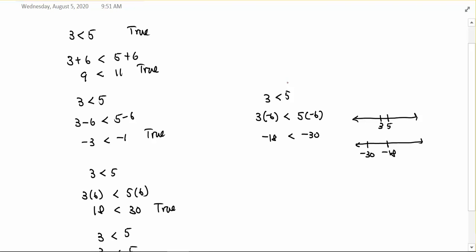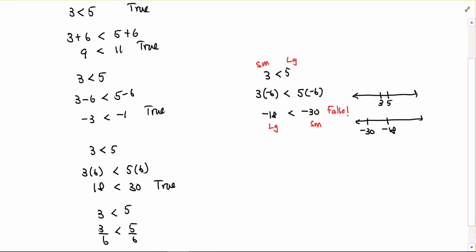This was large, this was small, but when you multiply by a negative number, suddenly the two have reversed. So this has become large and this has become small. So at this step, this is a false statement as written, right? That's a false statement because -18 is not less than -30. So when you multiply by a negative number, you have to do something, and that is to switch the direction of the inequality. So let me write this down.